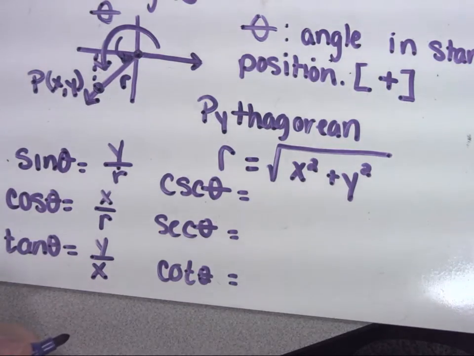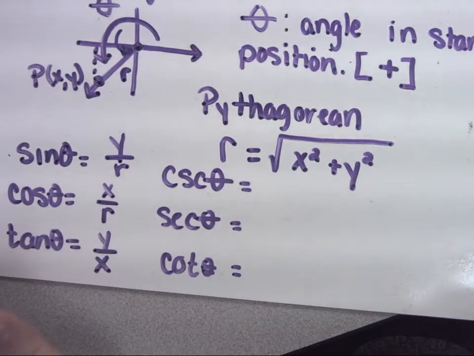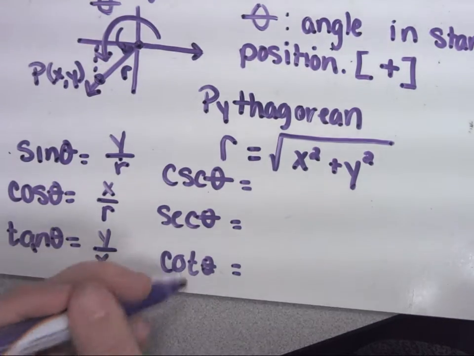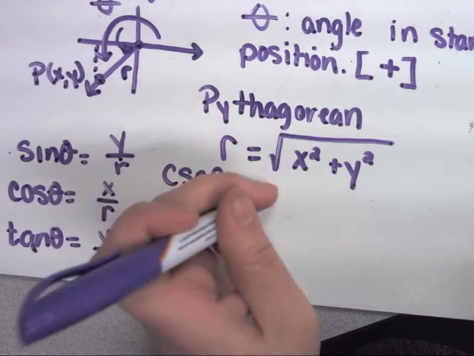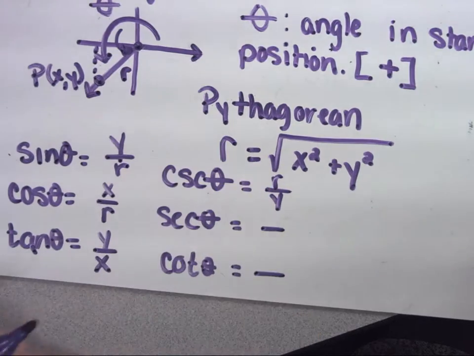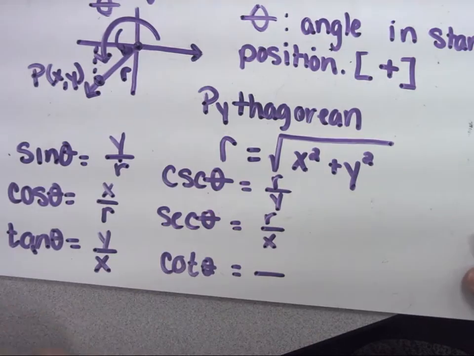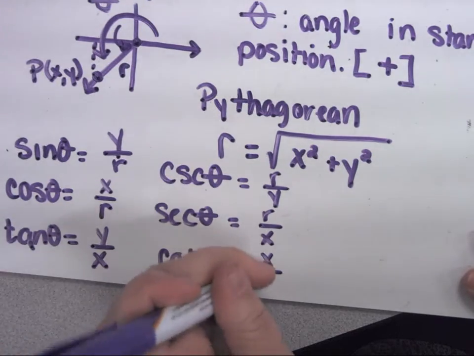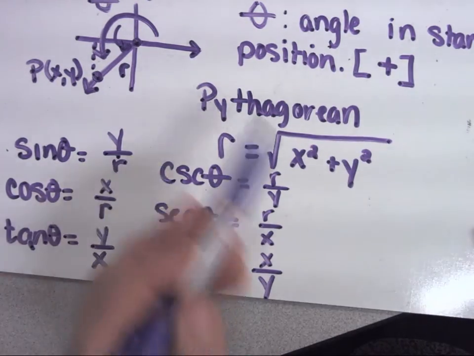Cotangent. Oh, it's an O. Cotangent. This is an A with tan, but this is an O with co. Okay, cosecant, what's its fraction going to be? R over y. What is secant's going to be? R over x. And what is cotangent going to be? X over y. We already had y over x. Okay, so we're going to use this information.